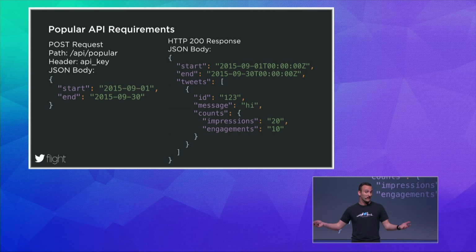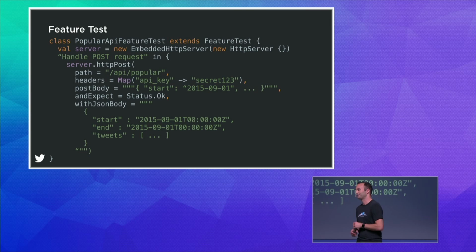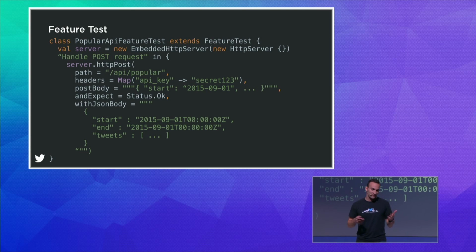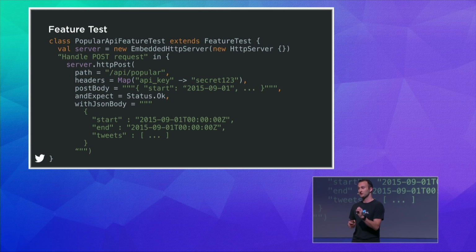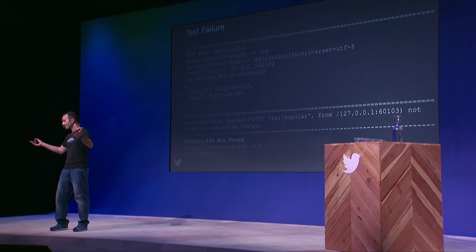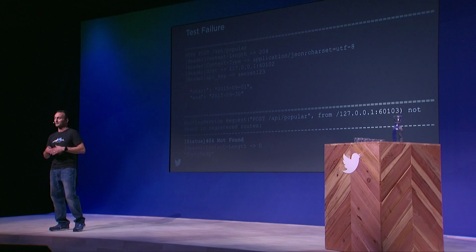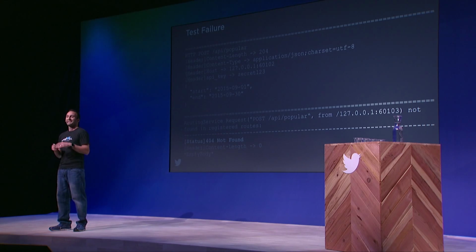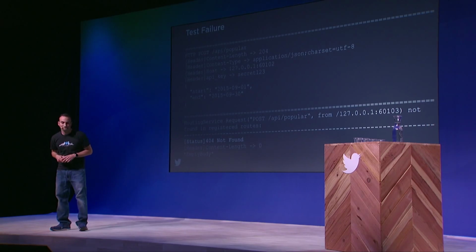So now that we have our requirements, let's write a feature test. Pretty simple. First, we have a server. Now, we haven't written any production code yet, so for now, we just use a blank HTTP server. We'll fill that in later. We then specify the path, the headers, the post body. We expect an OK. And here's the JSON we expect. When we run that test, it fails, expectedly. We haven't written any production code yet. However, we now have a comprehensive test that we can use throughout the implementation of this feature.